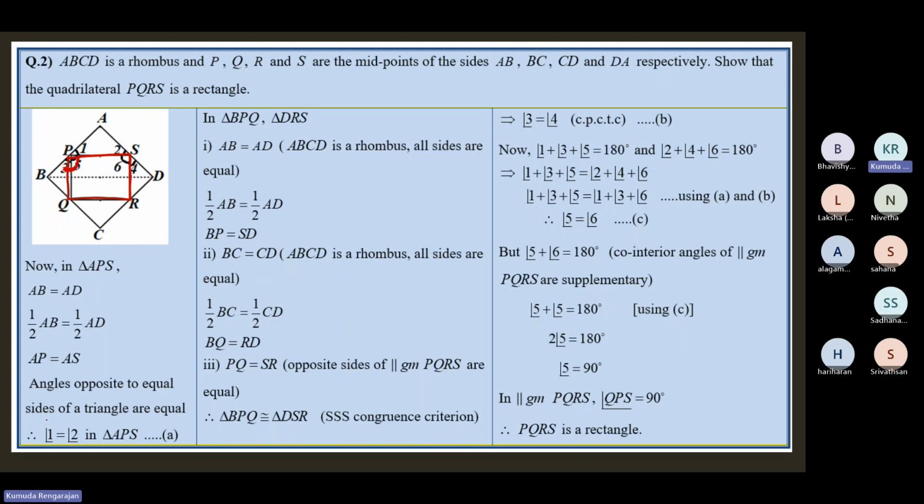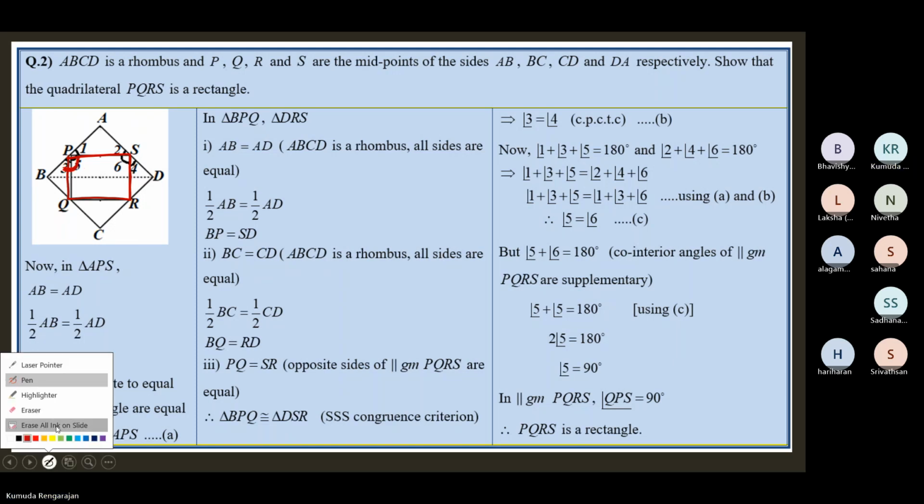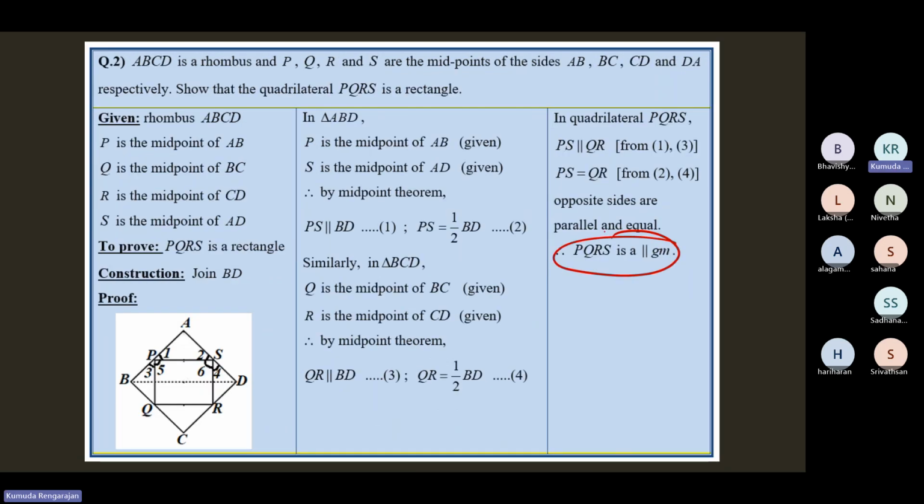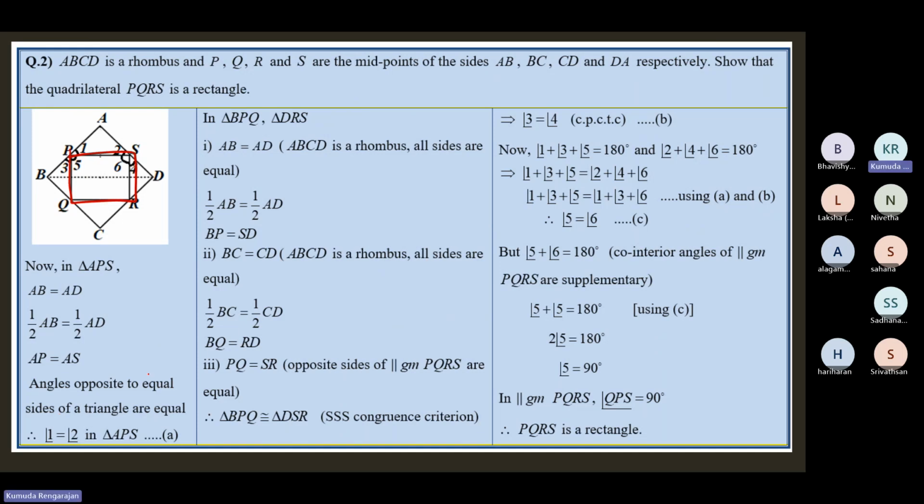That means one corner is a right angle. Therefore, it's a rectangle. So in parallelogram PQRS, one angle, QPS, is a right angle. Therefore, it's a rectangle. That's the definition of a rectangle: a parallelogram in which one angle is a right angle. We proved that PQRS is a parallelogram in which one angle is a right angle, 90 degrees. So it's a rectangle.